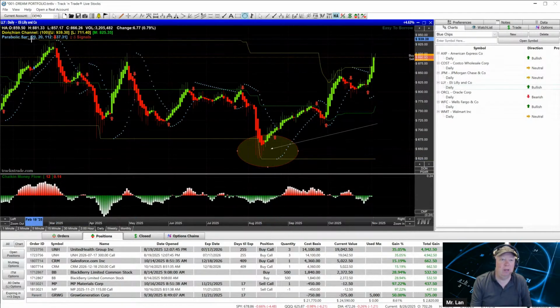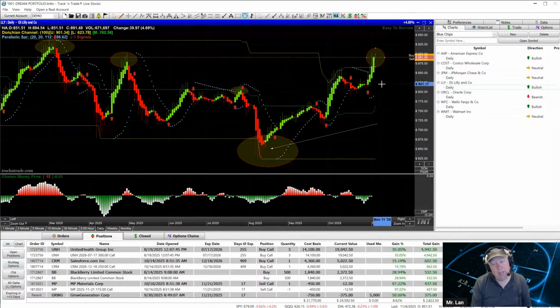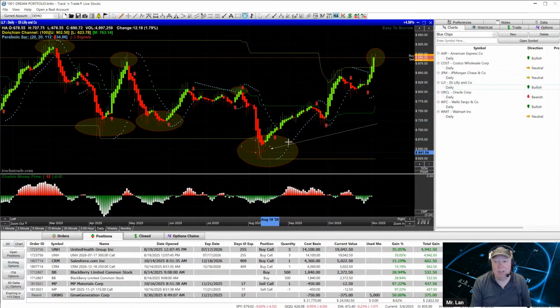So you bought it up here, and you bought it up here, and you bought it up here. And now you're ready to buy it up here because you're like, oh, Eli Lilly's doing really good. I'm going to buy it right here. You've got to buy markets that are down here, down here, down here, not up there. All right. It's not rocket science.